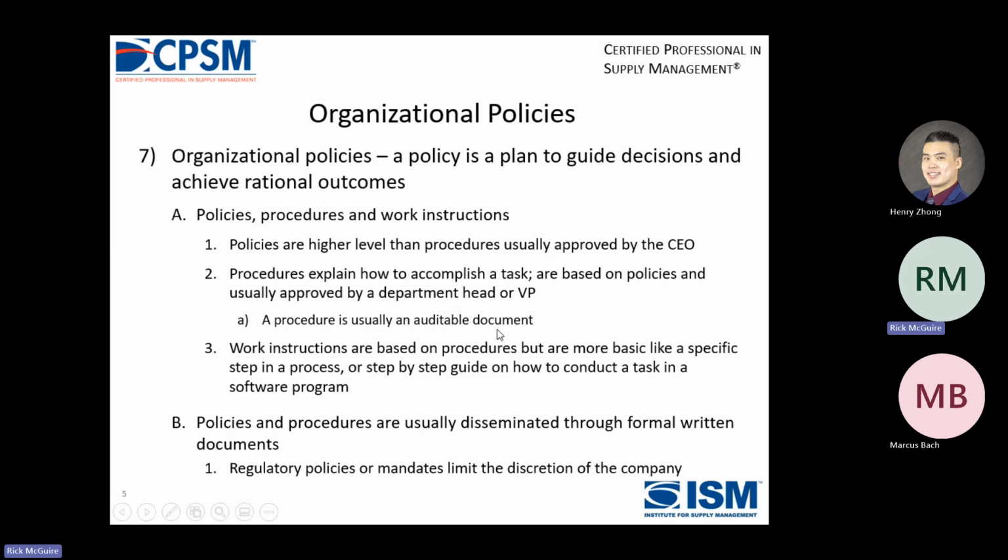When outside firms like ISO come in and audit us, they're checking to see if we're following our procedures as they're written. Work instructions, on the other hand, are based on procedures, so that's the next step down, but they're more basic. It's a step-by-step process on how to operate the software or something like that. That's a work instruction. Those are usually not auditable. Auditors don't look at work instructions. What they'll look at is procedures and policies, if they've got any of those.